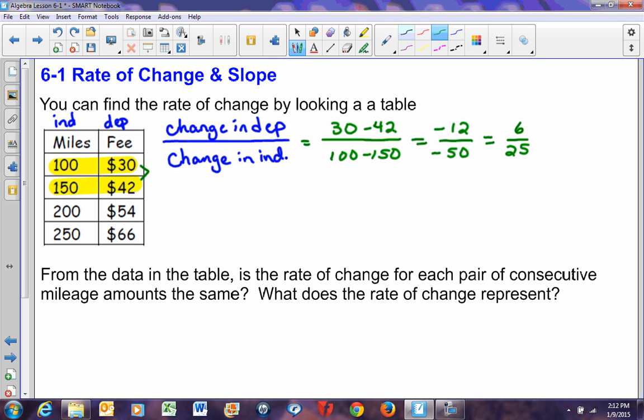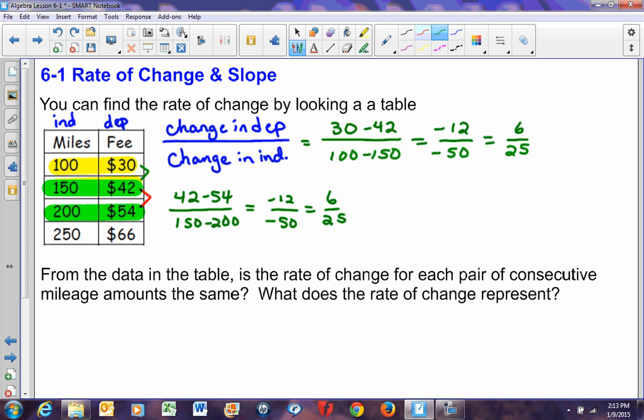But I need to compare the rate of change of all of the pairs of numbers. So now I need to see the rate of change between these two numbers. So instead of 30 and 42, I'm now going to look at 42 and 54. If I did 42 minus 54 over 150 minus 200, I will get 42 minus 54 is negative 12, and 150 minus 200 is negative 50. So again, this is 6/25.